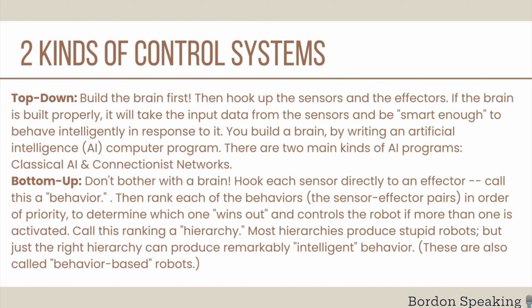Next is the bottom-up approach. Don't bother with the brain. Hook each sensor directly to an effector. Call this a behavior. Then rank each of the behaviors in order of priority to determine which one wins out and controls the robot if more than one is activated. Call this ranking a hierarchy. Most hierarchies produce stupid robots, but just the right hierarchy can produce remarkably intelligent behavior. These are also called behavior-based robots.